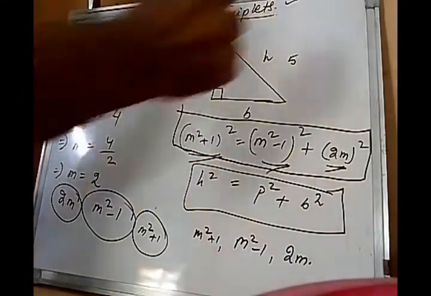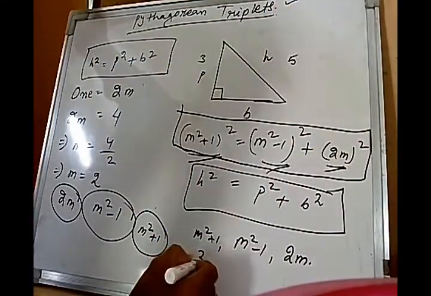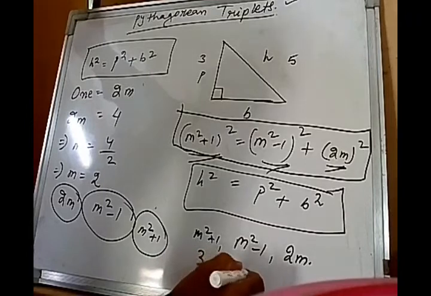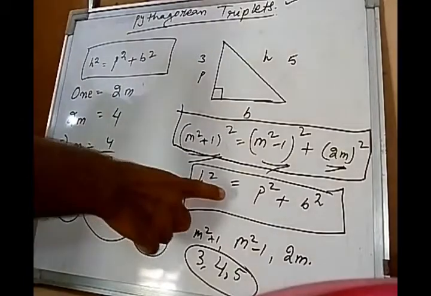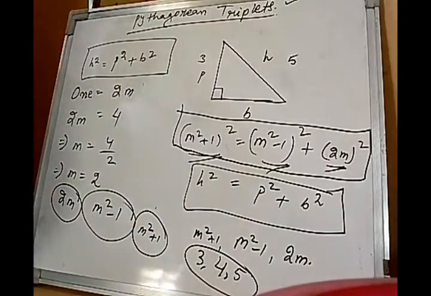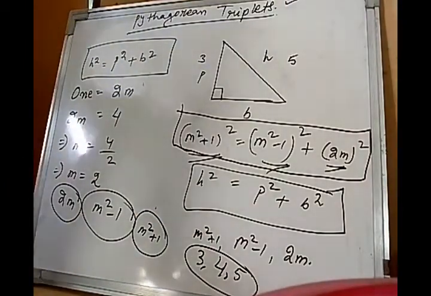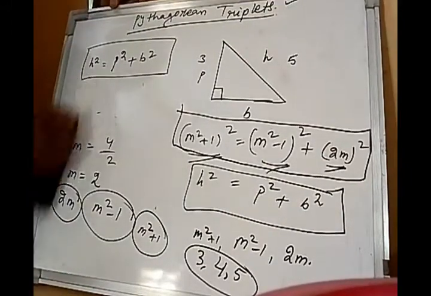So here 3, 4 and 5, these three numbers are called what? Pythagorean triplets. Three natural numbers, and they satisfy this Pythagoras theorem. That's why they are called Pythagorean triplets. Like this, so many triplets are there.